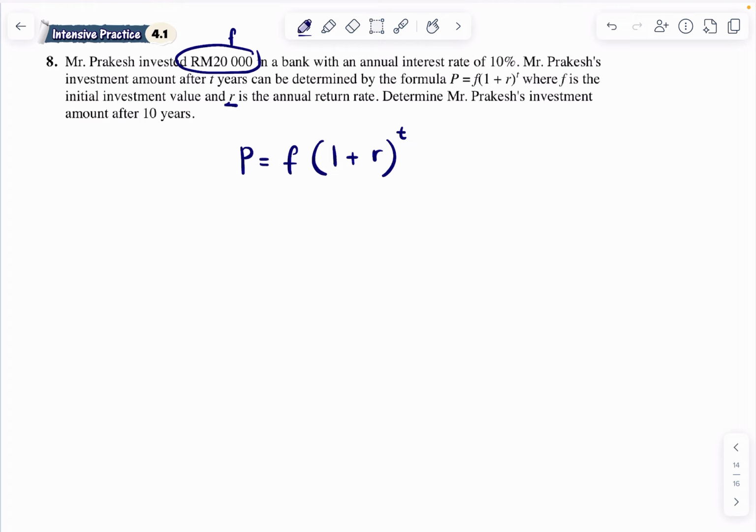R is the annual return rate. So annual return rate is R. Determine Mr. Prakash's investment after 10 years. So this will be T. So F is 20,000. Interest rate is 10%. After 10 years means T is also 10.